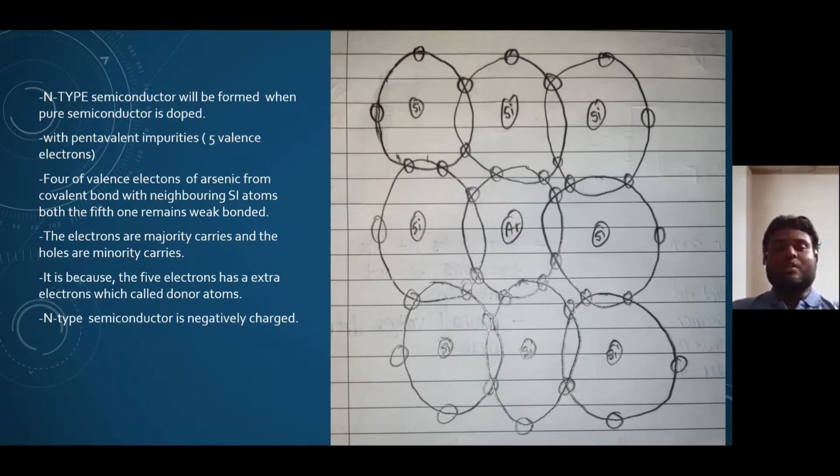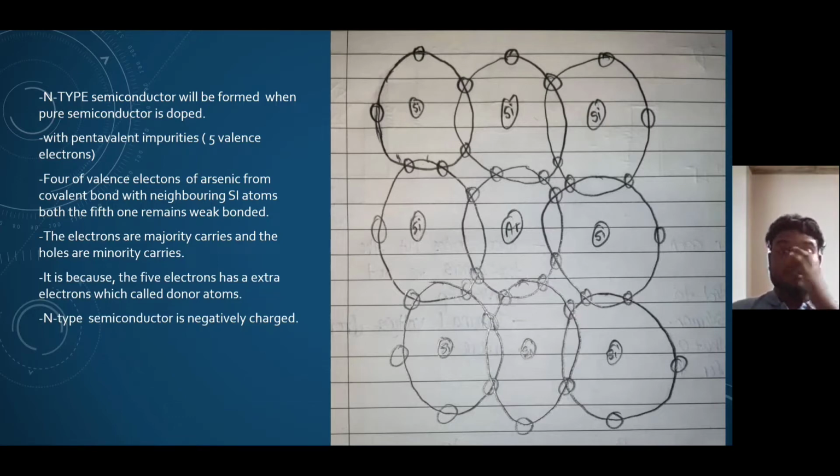An n-type semiconductor is formed when a pure semiconductor is doped with pentavalent impurities, which means five valence electrons. When substituting a silicon atom in the crystalline lattice, four of the valence electrons of the arsenic form covalent bonds with the neighboring silicon atoms. The fifth one remains weakly bonded at room temperature. All the fifth electrons are liberated, can move around the silicon crystal, and can carry a current.